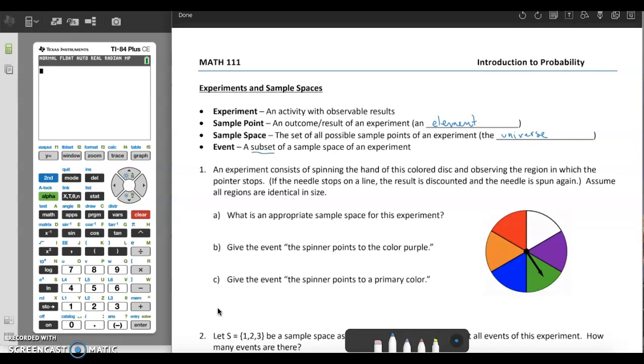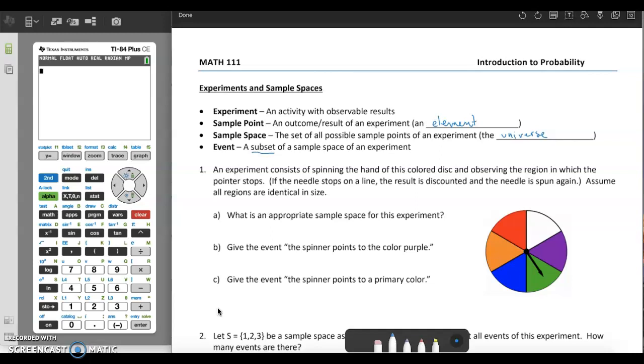So a lot of the same ideas as set theory: we had in sets the universe, we had subsets of that universe, and we had elements inside there. Once we move over to probability, we're talking about the same things, they just get new names. So we'll be talking about sample spaces, events within that sample space, and sample points inside there.